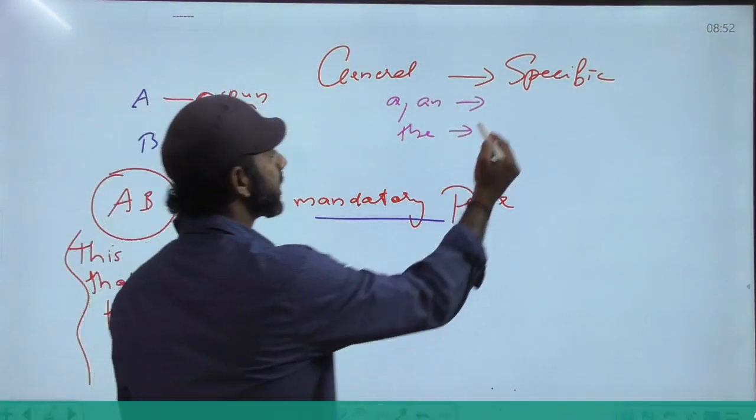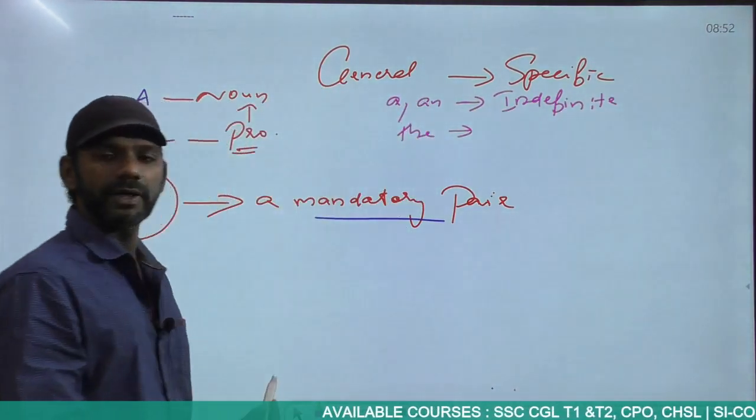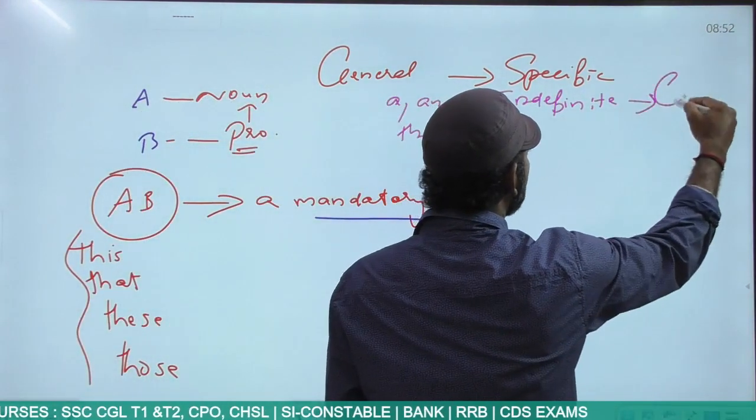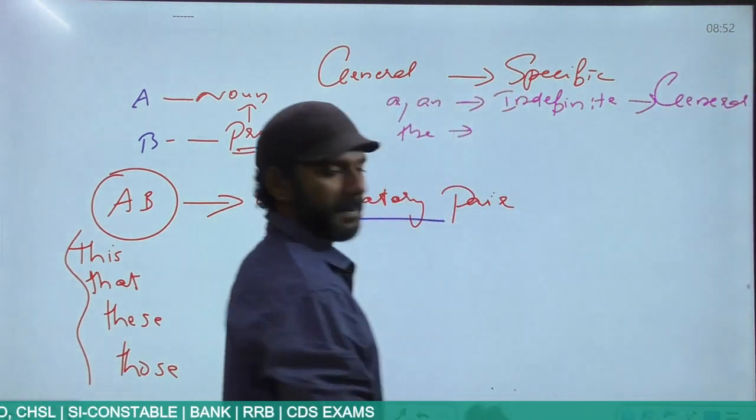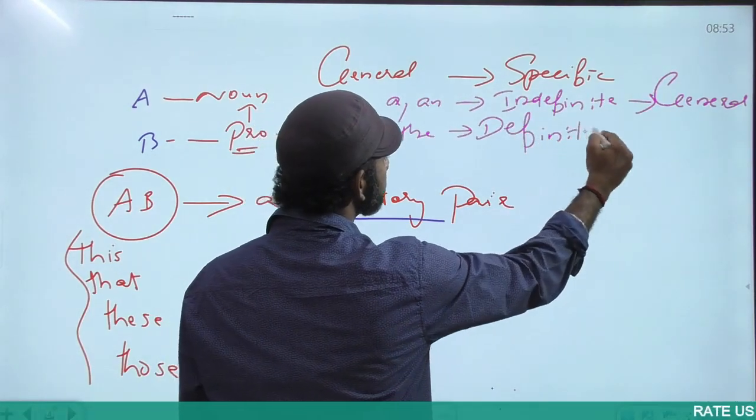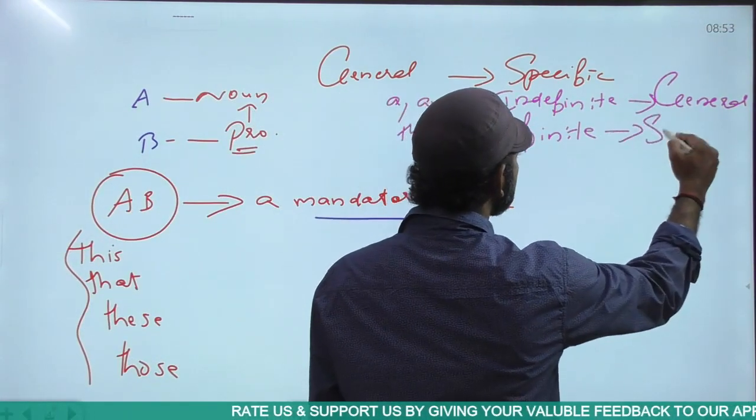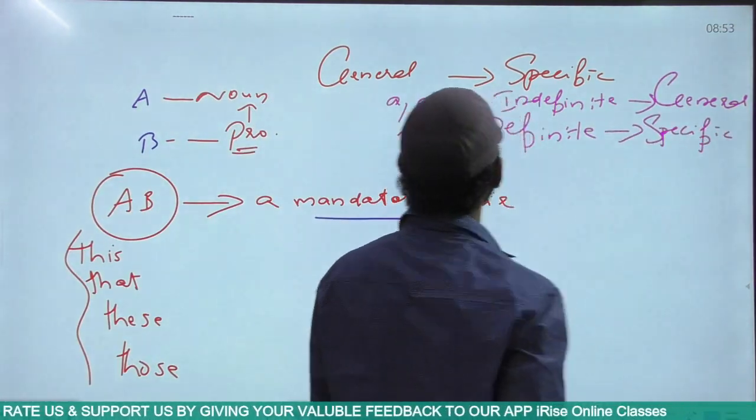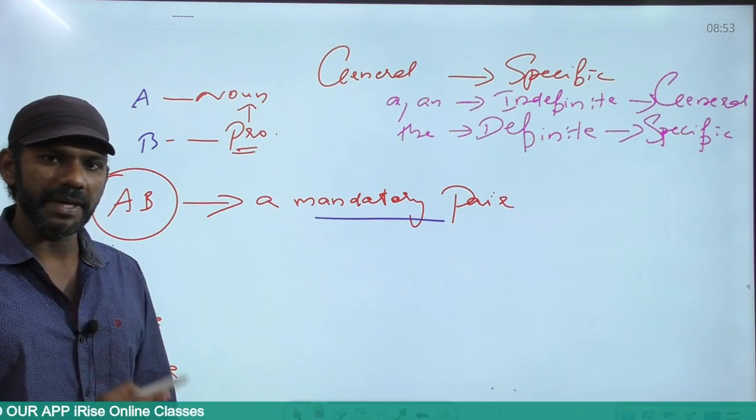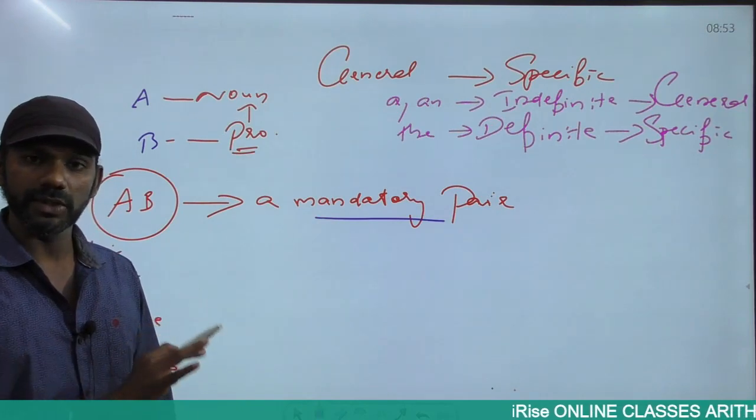A and an are termed as indefinite articles because we don't use a and an to refer to a particular person or a particular object. That means a and an, the indefinite articles, are taken as general. The is called the definite article because we use the to refer to a particular person or a particular object. That means the definite article is taken as specific. A and an are taken as general, the is taken as specific. As I told you, in a sentence or a paragraph, the change always happens from general to specific.